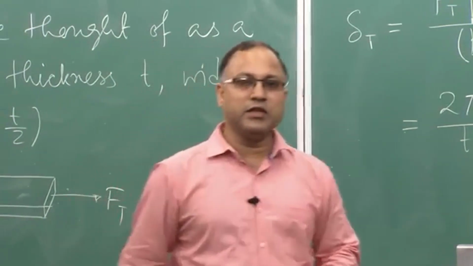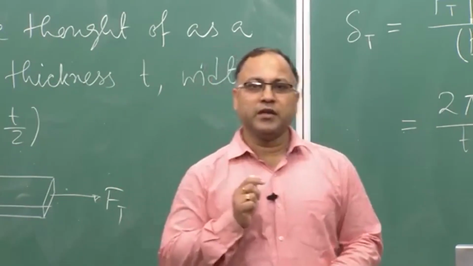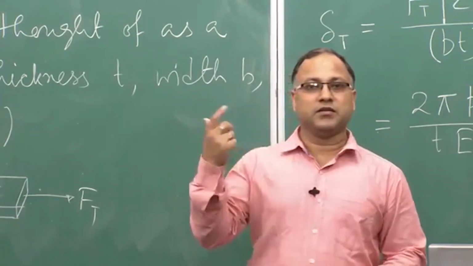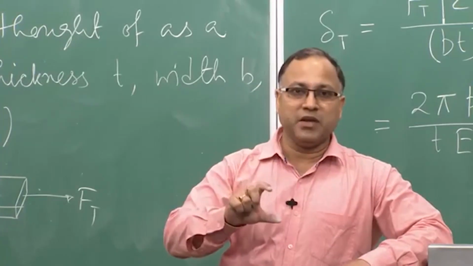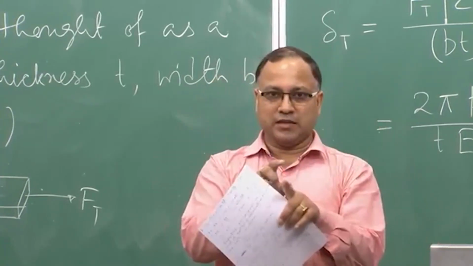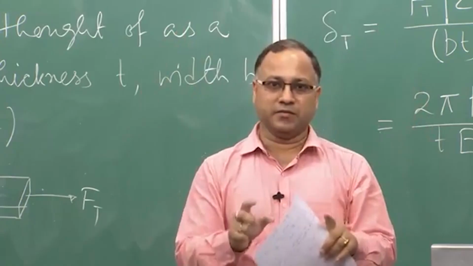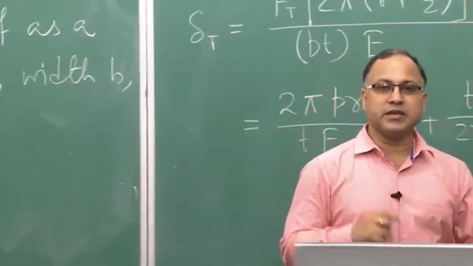So, that we will do in the next class. I will stop here today. In the next class, we will take this and see how we can get the radial deformation. That means, that hoop was like this and then it will be expanding. So, that expansion we will be seeing in the next class.